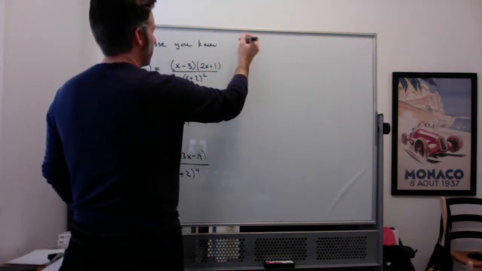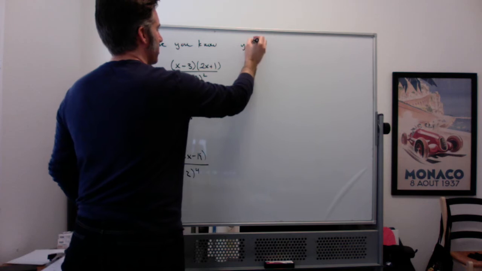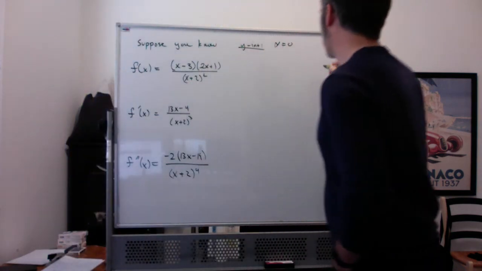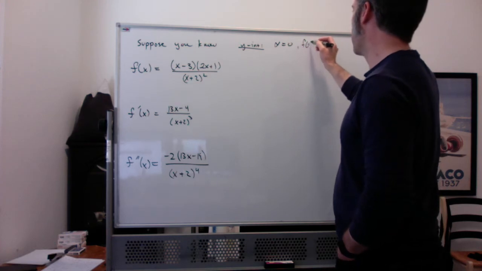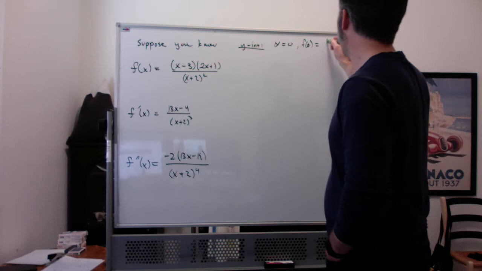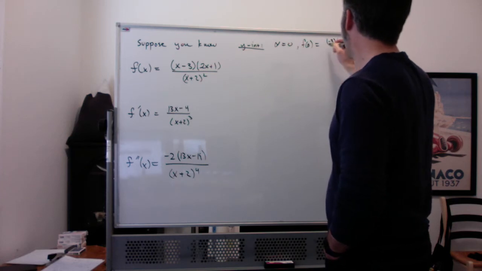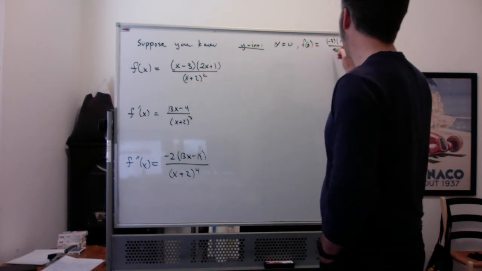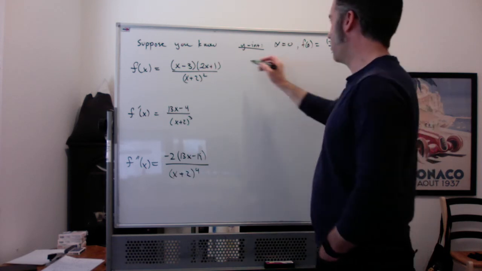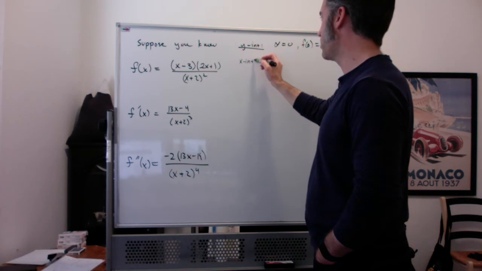Let's find the intercepts. For the y-intercept, we set x equal to 0. We get f of 0 equal to negative 3 times 1 over 2 squared, which is negative 3/4.